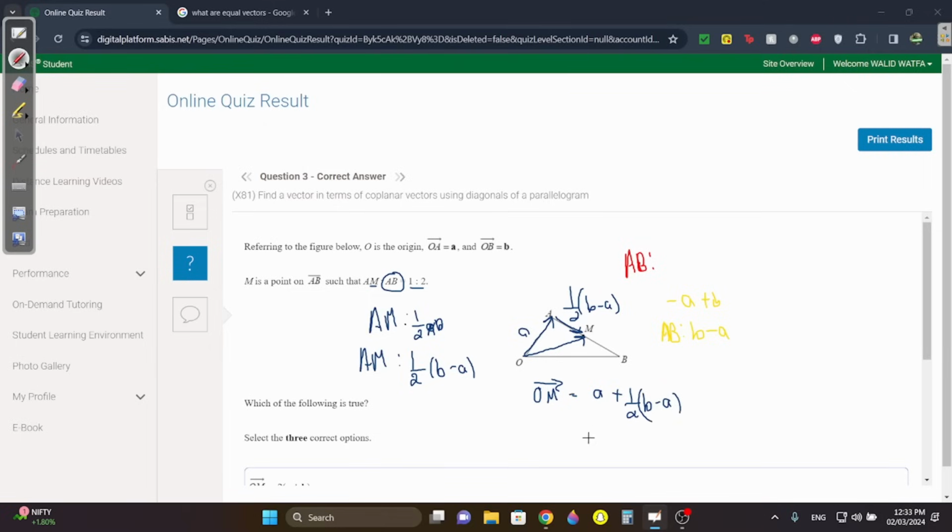Can you keep it like this? Obviously you can't. So A plus B over 2 minus A over 2. This is the way I told you, and you have to simplify. Take this, you have to distribute the over 2 to everything. You have to make it the same denominator.